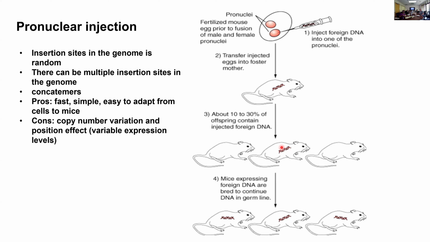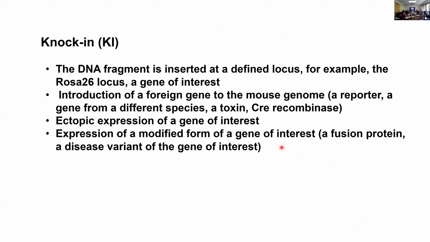So that is the pronuclear injection, with its pros and cons. Because of that, people developed another method, which is to do knock-in. Knock-in also has its own advantages. What knock-in means is you actually introduce the DNA fragment into a defined locus.